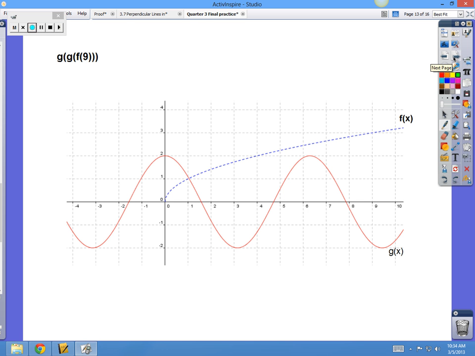Same thing but on a graph. Take 9 and plug it into f. Start at 0, go over 9. F is the blue, so we're going to go up. How far did you go up until you hit it? You had to go up 3 times. So you replace this with a 3. Now take 3 into g.